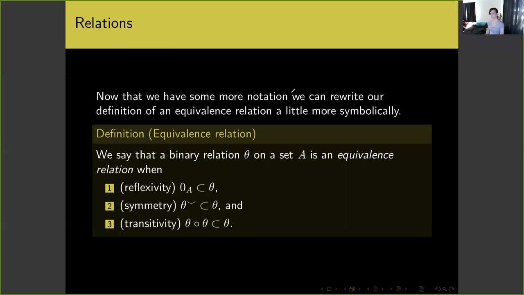So now that we have some more notation, we can actually rewrite our definition, which is something, as you've already seen at this point, that we like to do. We can rewrite our definition of an equivalence relation a little more symbolically. So a binary relation theta on a set A is an equivalence relation when, well, we can express reflexivity as saying that the zero equivalence relation is contained in our particular one, theta. Symmetry becomes the condition that theta smile, or the converse of theta, is contained in theta. And transitivity is nothing but the condition that theta relative product with itself is contained in theta. And so it will sometimes be convenient to think about the definition of an equivalence relation in terms of these operations we have on general binary relations on the set A.